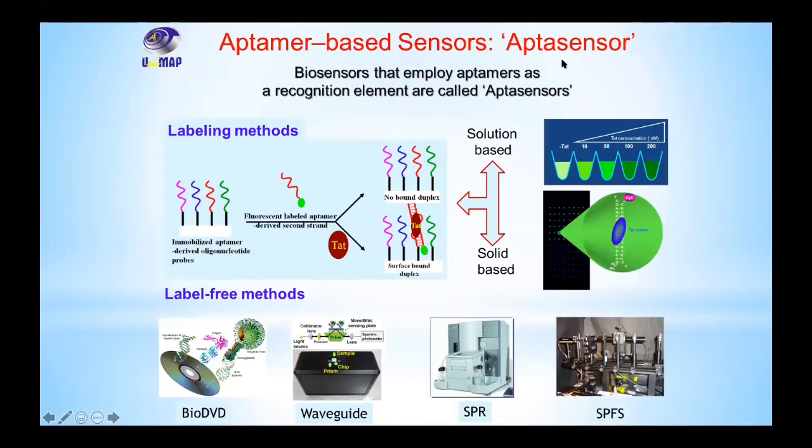Aptamer sensor can be developed based on using labeled or label-free methods. For example, with label, in this case, the aptamer is tagged with certain fluorescent label, and you can see that the interaction results in a difference in fluorescent signal.